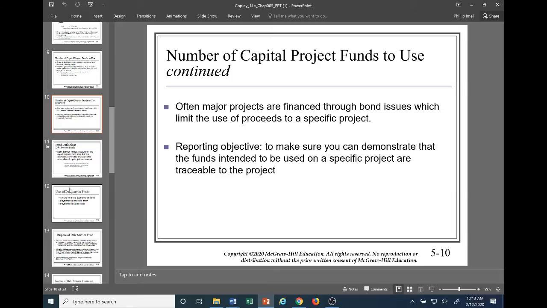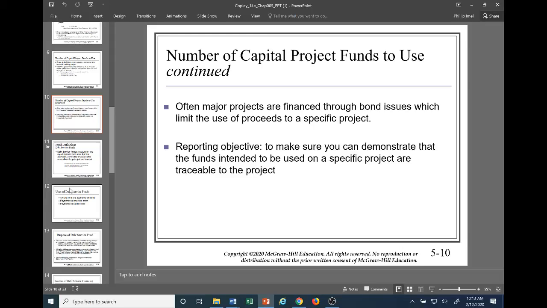So often major projects are going to be financed through bond issues, which really just limits your use of the proceeds to a specific project. So obviously, if those proceeds of the bond issue are going to be tailored or earmarked for that project, the overall goal, even if you keep them within one fund or different capital projects funds, as long as you can decipher or show that those funds are intended for that purpose, then you're good.